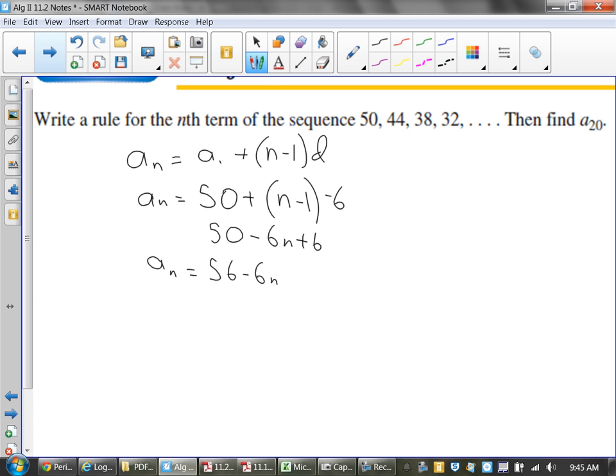So just like Noah was saying, if I want to figure out what the 20th term is, the 20th term will be 56 minus 6 times 20. Was that 120? So that would be negative 64. But you know, who's counting?